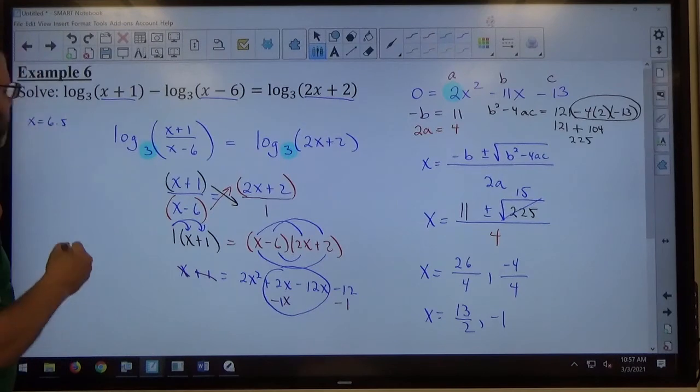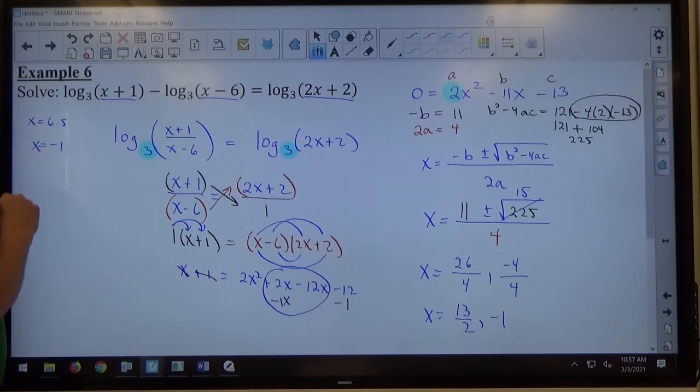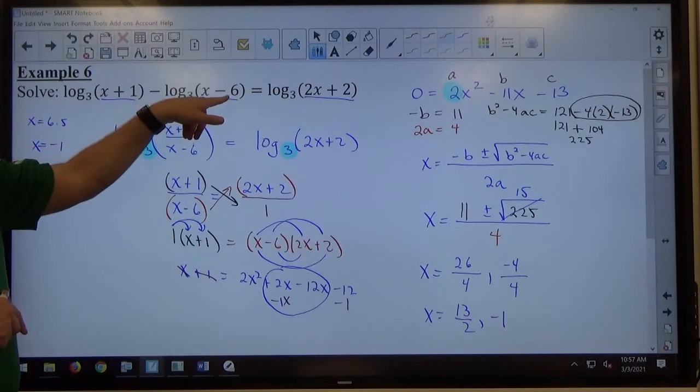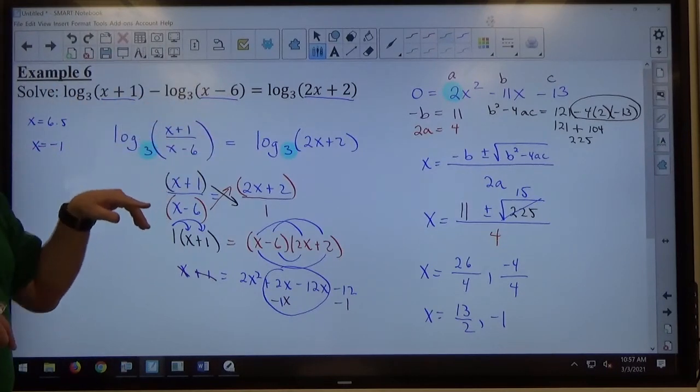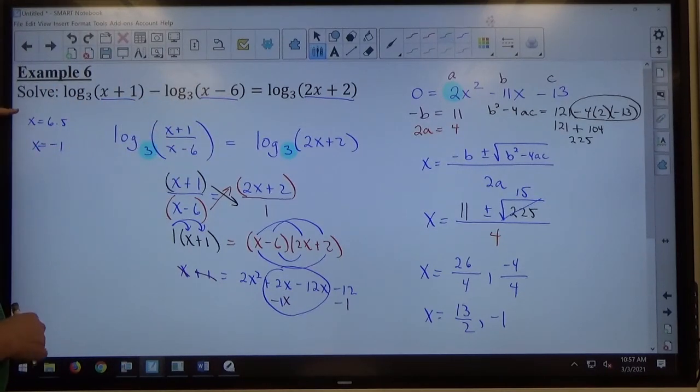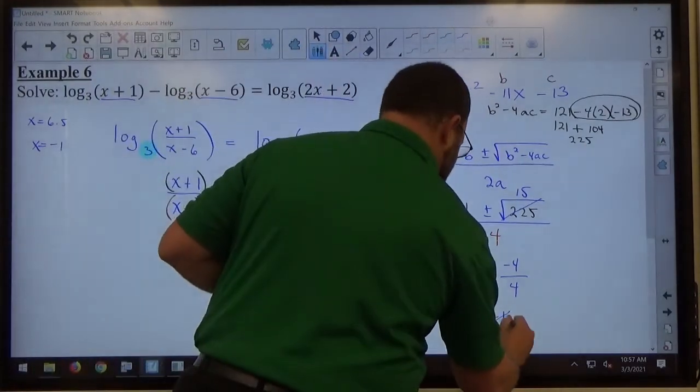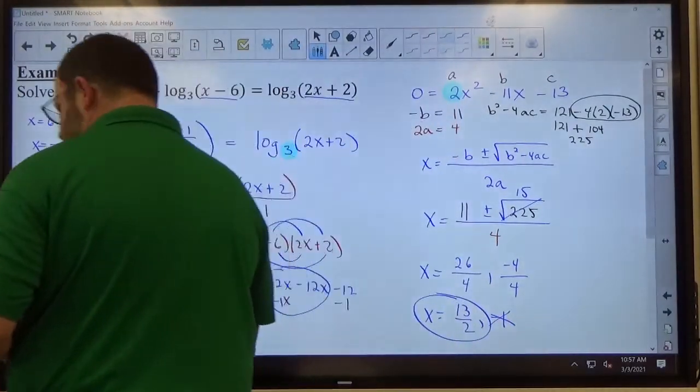My other answer I'm testing is x equals negative 1. Negative 1 plus 1 is 0. That's illegal. It has to be positive. 0 is illegal. Negative is illegal. Even if that was legal, negative 1 minus 6 is negative 7. Now it's negative, right? So this answer is no good. This answer is good. So we throw out the negative 1. X equals 13 halves is the right answer.